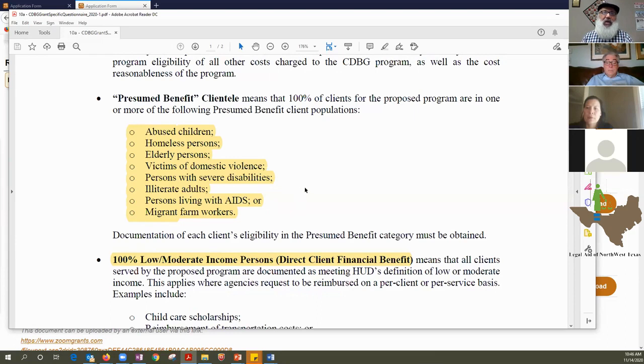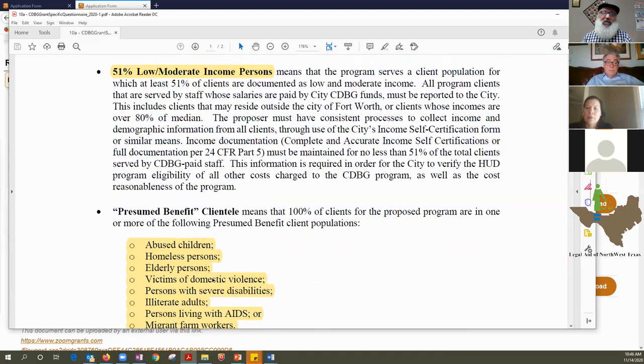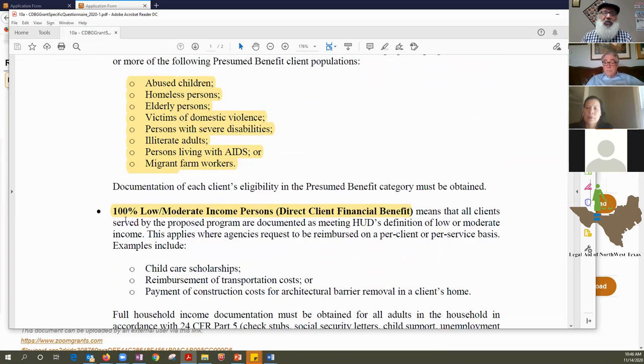And so it could be perhaps that all of the service that you provide is not found here. So then you would probably check the 51% low to moderate if you're not in this presumed benefit clientele. 100% low to moderate income persons.